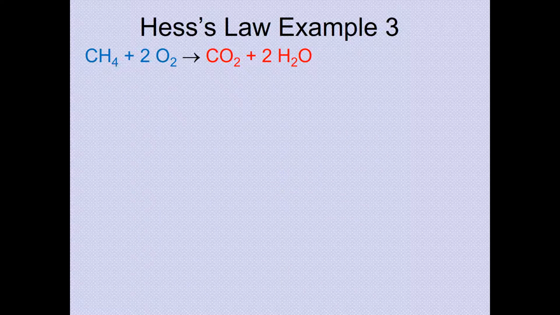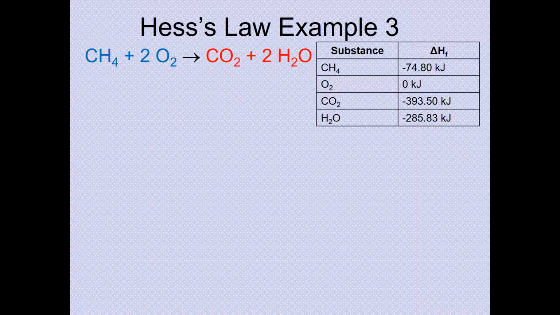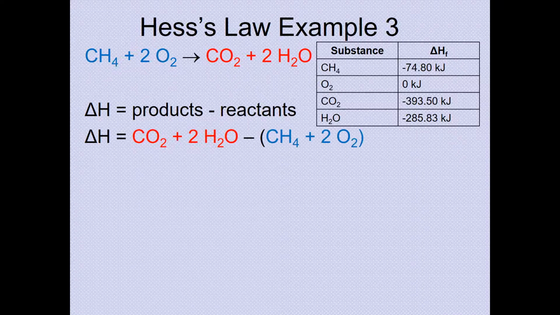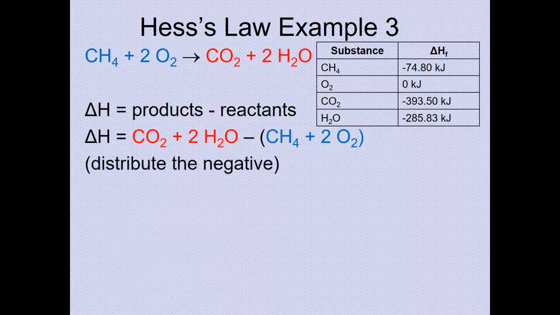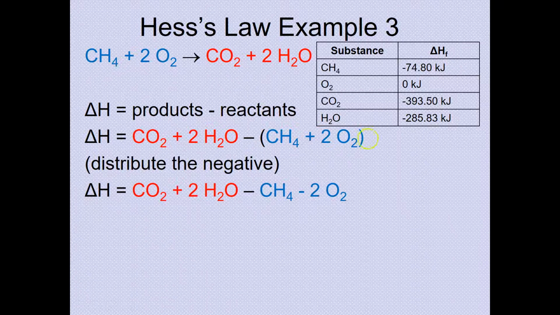I've put some colors in there to kind of help you see what I'm talking about. This is the table you were given on the previous slide. So the formula that we know is delta H equals products minus reactants. So let's write that out. So we have delta H equals our products, CO2 plus 2H2O, minus our reactants. And you'll notice I put those in parentheses to help myself out later. So you're going to want to distribute that negative, which is why I put the parentheses in there. So that means minus CH4 minus 2O2.